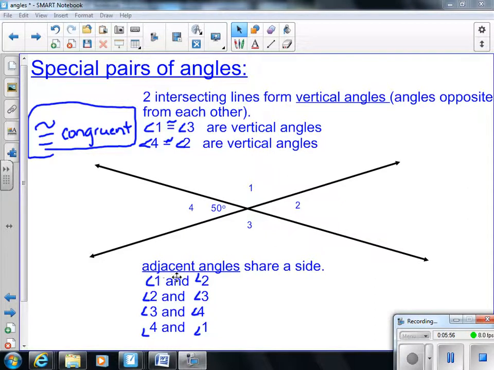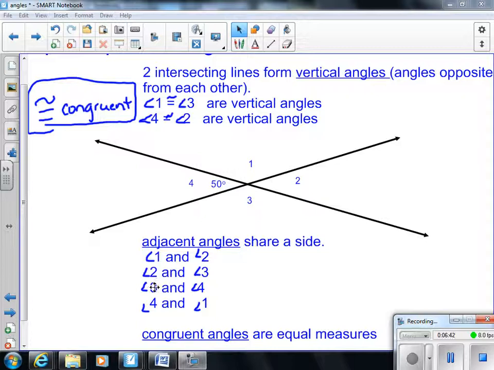Okay, then the other special pair are adjacent angles. Adjacent means you share a side. Angle 4 is adjacent to angle 3. Angle 4 is also adjacent to what other angle? Angle 1. Very good. They share a side. So angle 1 and angle 2 are adjacent. Angle 2 and angle 3. Angle 3 and angle 4. And angle 4 and angle 1. Each angle actually has two other angles that it's adjacent to. It's kind of like who you sit by. Somebody's to your right, somebody's to your left. Those are your adjacent partners.